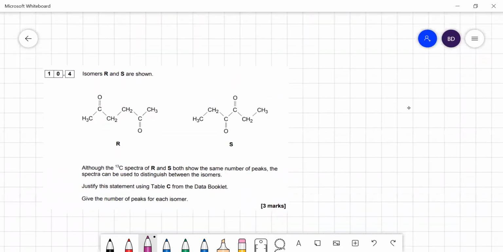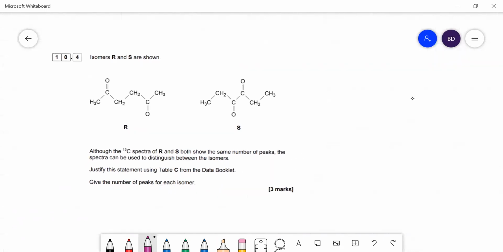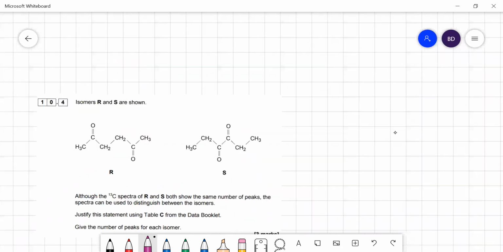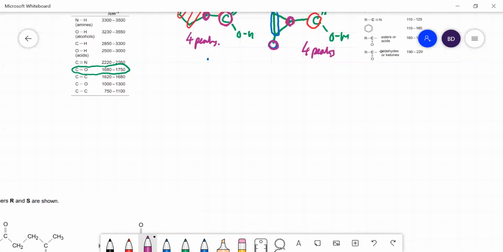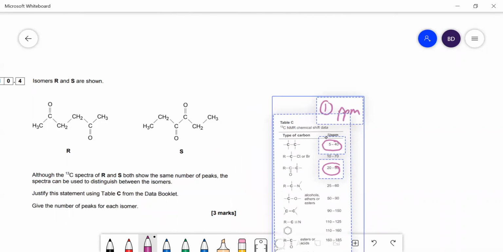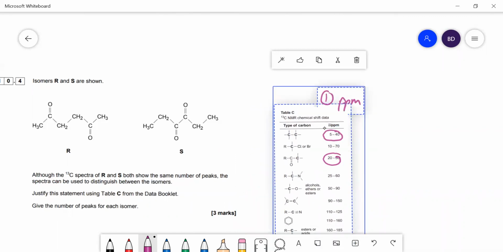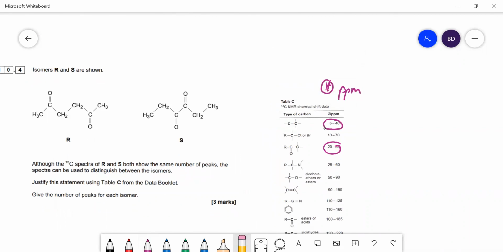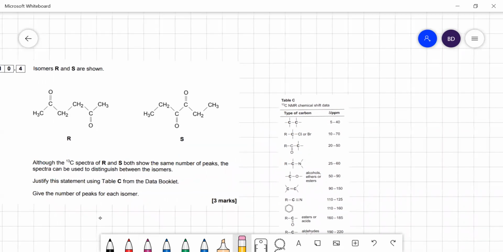Okay, so more spectra stuff, NMR stuff. Isomers R and S are shown. Although the 13C spectra both show the same number of peaks, the spectra can be used to distinguish them by using the ppm values. Okay, now what I'm going to do is grab that ppm data again, just so we can have a look at it. Rub that stuff out. Now, justify this statement using table C from the data book. Give the number of peaks for each isomer.